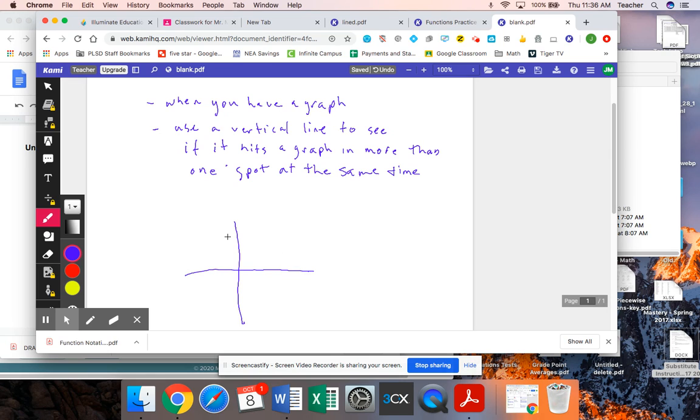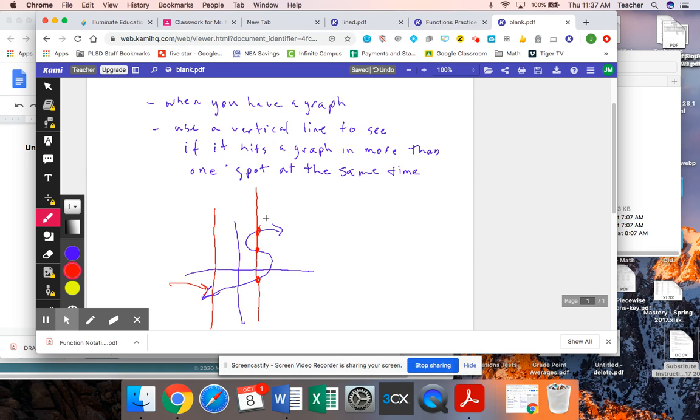Let's just say I had a graph of a relation that did something like this. I can tell whether or not this is a function by using the vertical line test. If I took a vertical line and drew it right here, notice that it only hits it in one spot, so I'm okay so far. What if I drew a vertical line and put it right here? Notice that I hit it here and here, more than one spot.